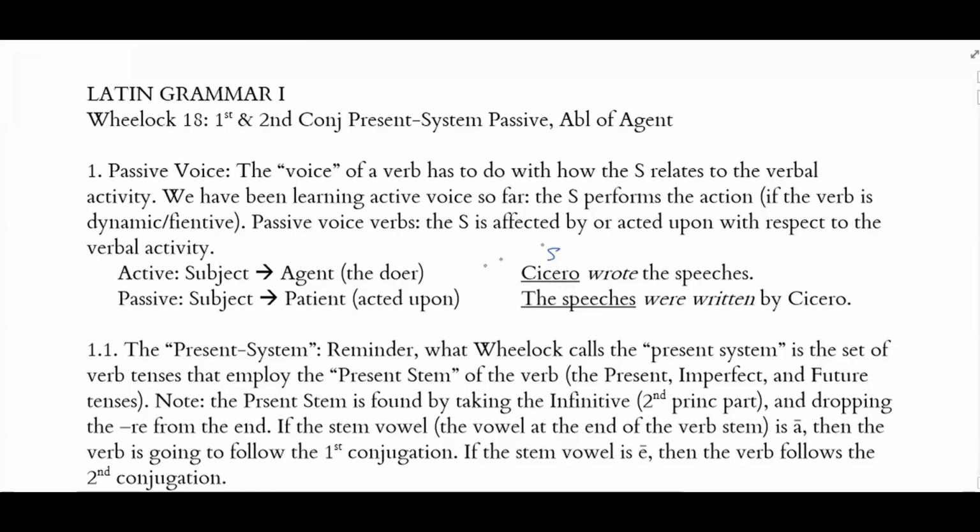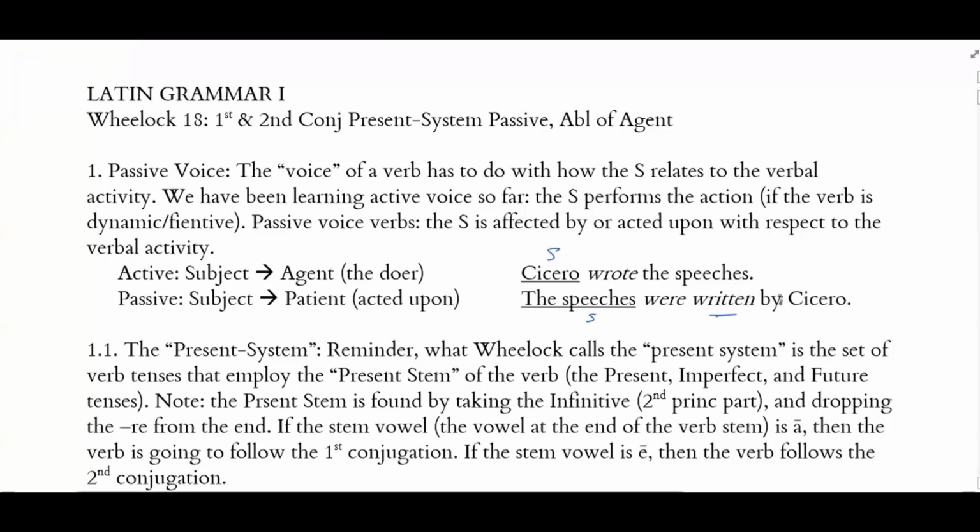With passive, the subject is the patient, and the patient is the one acted upon. Sort of like if you're at the doctor's office and you're the patient. You're on the operating table. You're not doing anything. The doctor's working on you. And so in our sentence, the speeches is also the subject, and there's some writing activity going on, but this subject is not doing the writing at all. Rather, the speeches are being written, right? And that's what a passive voice construction is like. The subject doesn't do the verb; the verb is being done to the subject. The speeches were written by Cicero.